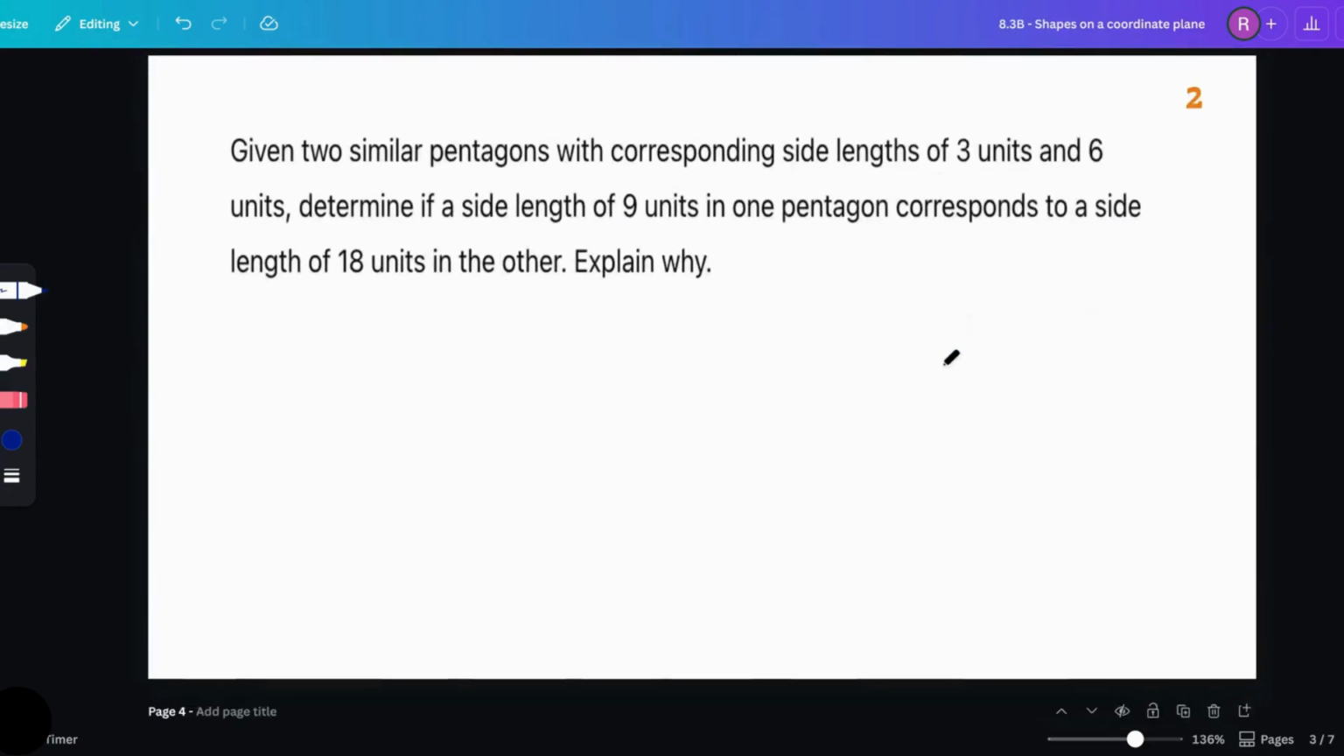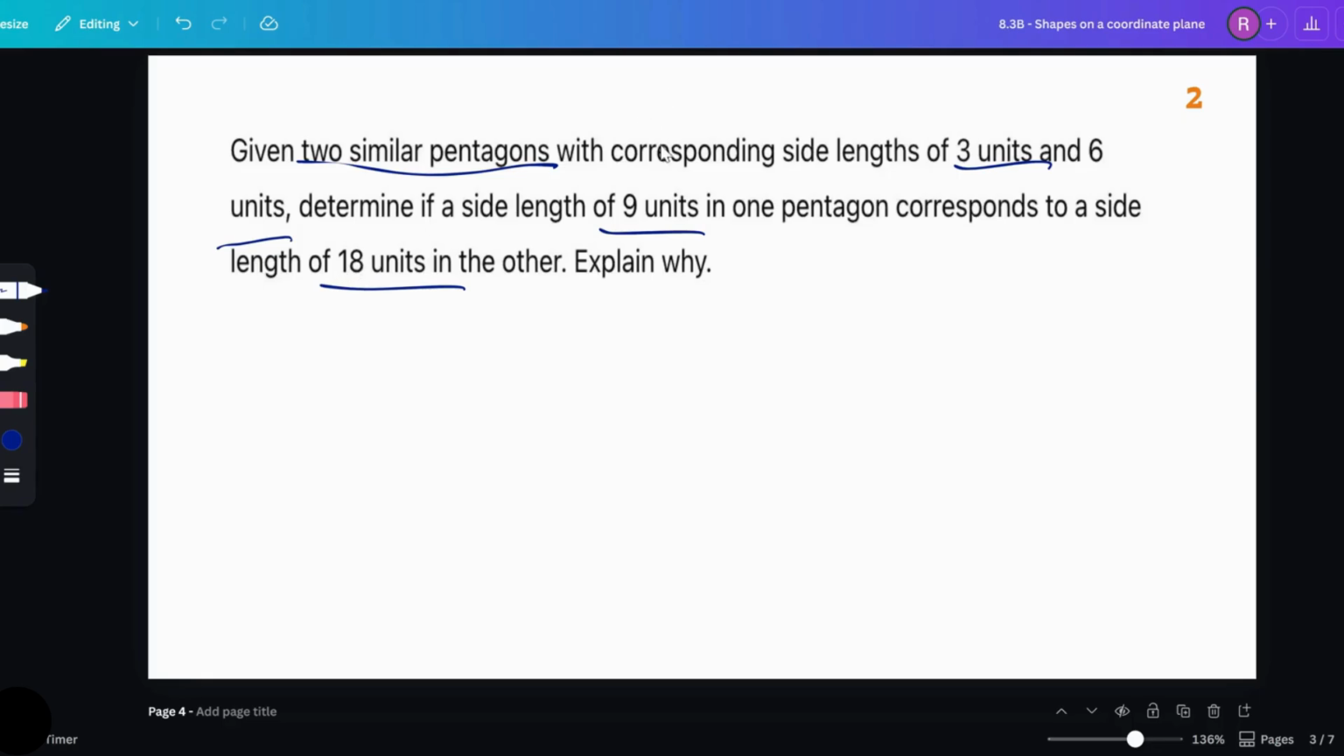Let's take a look at the next one. Given two similar pentagons, the pentagons are similar, that means they have the same shape. They can be bigger, but they have the same shape, with corresponding side lengths of 3 units and 6 units. Determine if a side length of 9 units in one pentagon corresponds to a side length of 18 units. So what we need to know now is the scale factor.